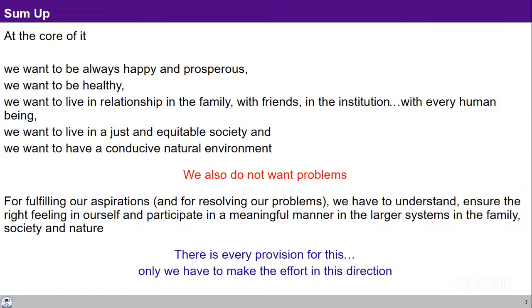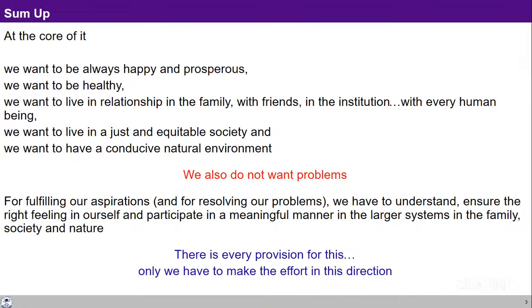So we discussed the harmony in the society also. And we also want to have a conducive natural environment. That's what we were doing now. We are just discussing the harmony in nature. We also do not want problems. All of us, our basic aspiration is happiness and prosperity in continuity. And the program to achieve this happiness and prosperity is understanding harmony and living in harmony in all 4 levels.